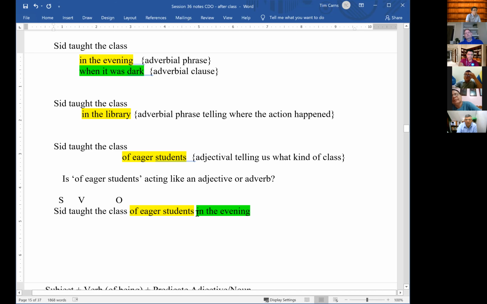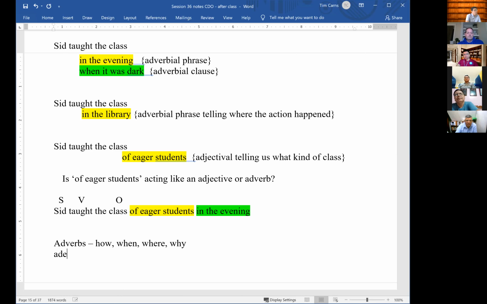Now in the evening, we have to ask, does that describe students? Does it describe class or taught? And again, a way to figure that out is just, well, what kind of question does it answer? Well, in the evening is a time. So that's telling us when something happened. It must modify a verb because it's answering the question when. Remember, adverbs basically answer how, when, where, or why. Adjectives answer what kind, how many, who, which one.